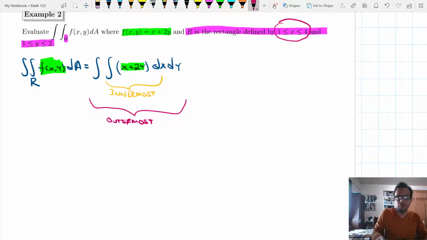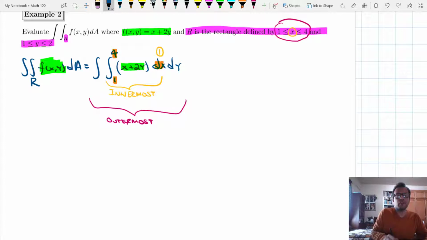How are we going to do that? Look at the limits of integration. In this case, dx goes first, so look at the limits with respect to x. That's going to go from 1 to 4. Let me highlight with orange the limits, and highlight the dx just to denote that this will go with the limits corresponding to x.